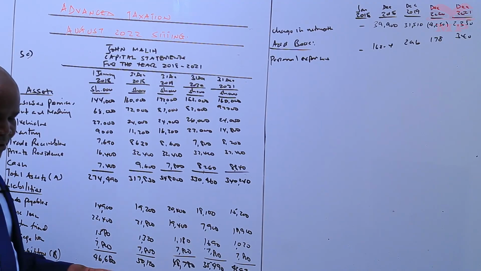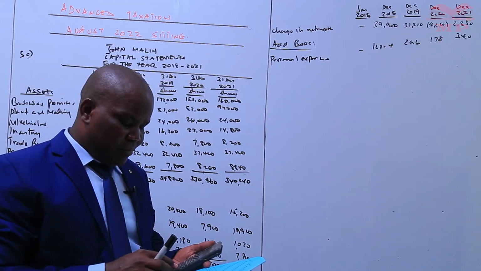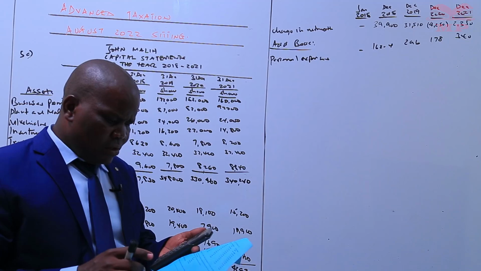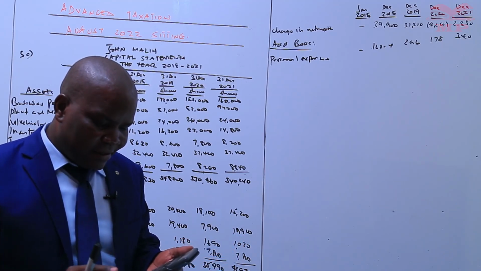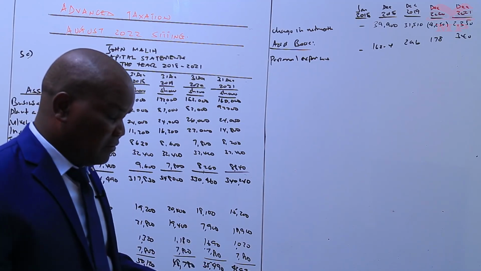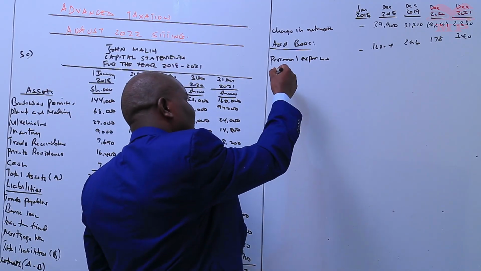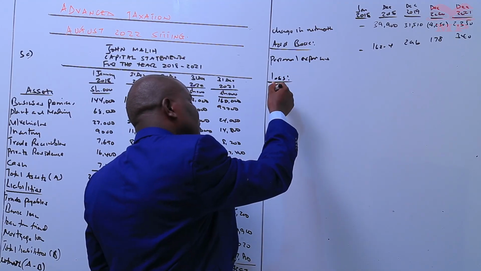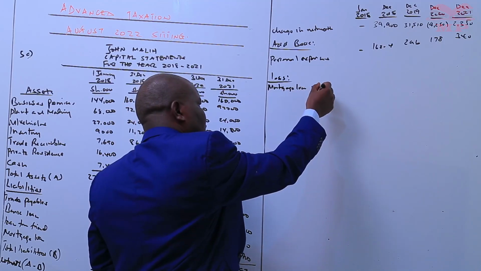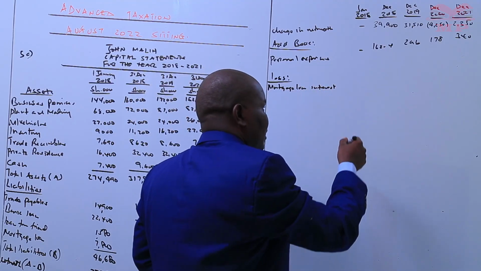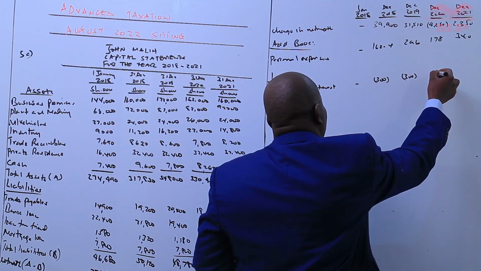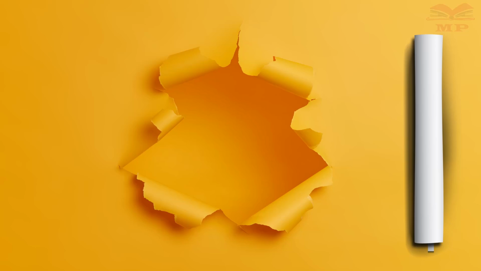And we are told it is at the rate of 15%, so we do 15% of 7.8 million, which is 1,170,000. But note 2 says we only allow a maximum of 300,000. So here we come and say less 1 mortgage loan interest. So we cap it at 300,000. So we say 300,000, 300,000, 300, and 300.